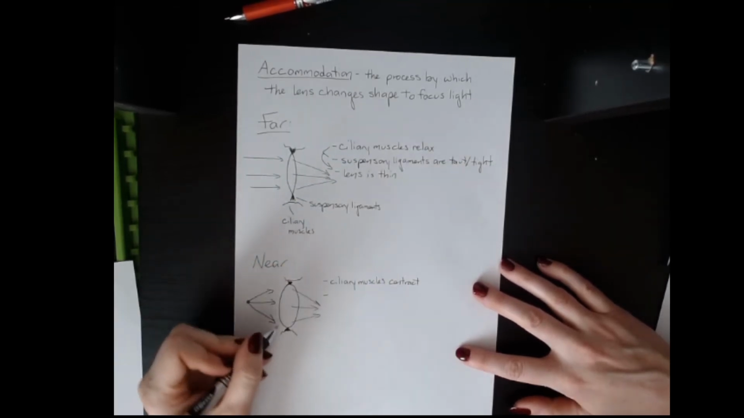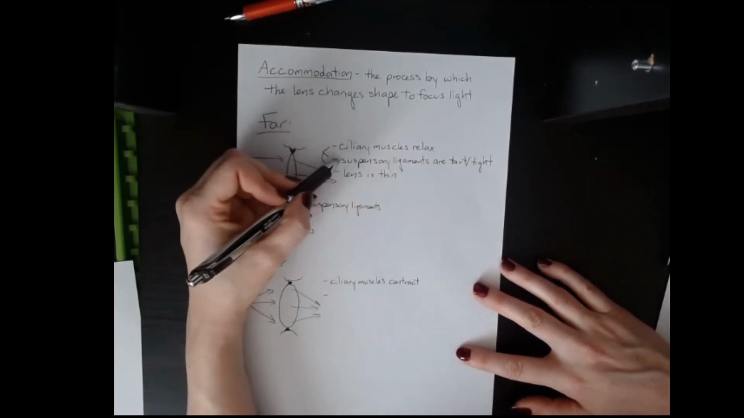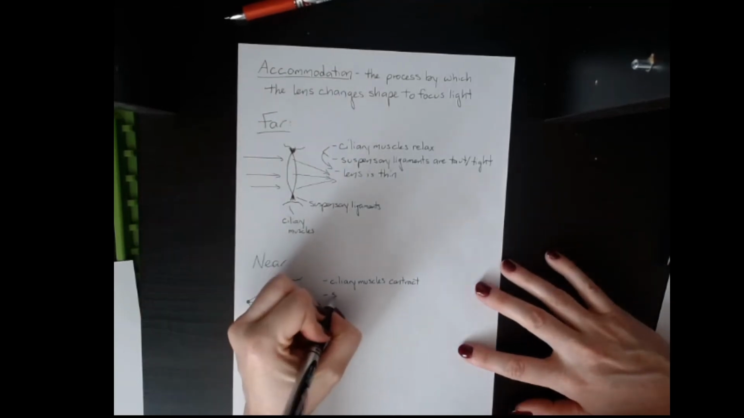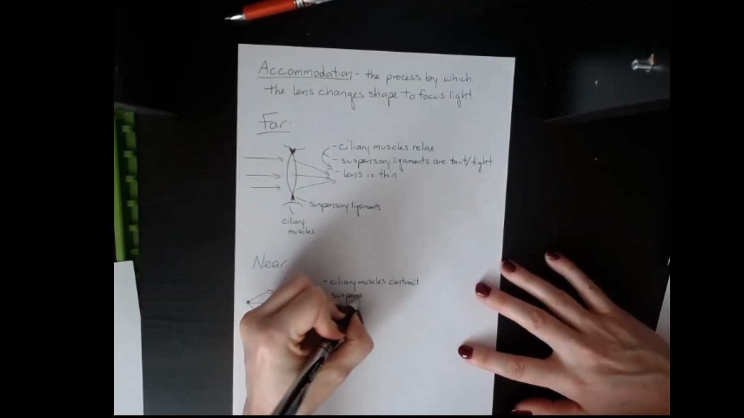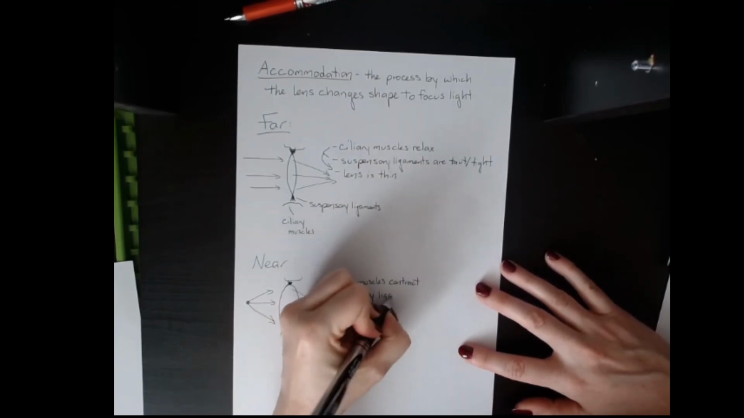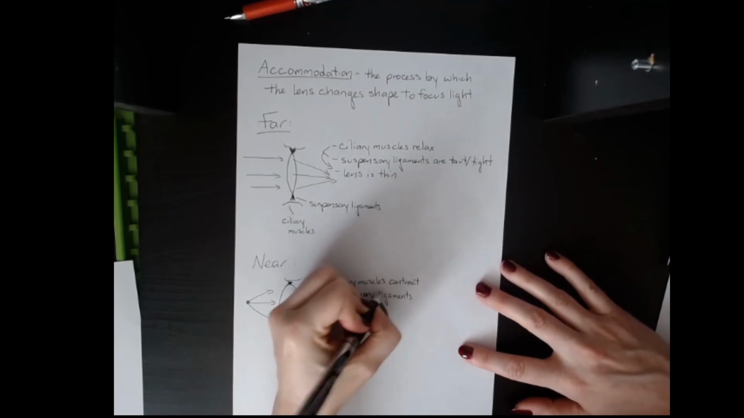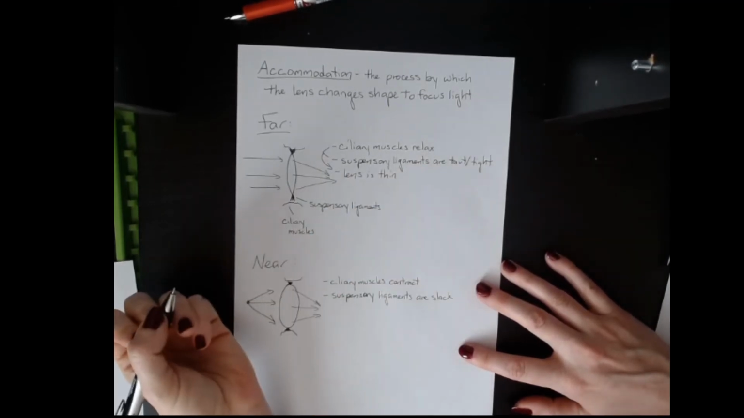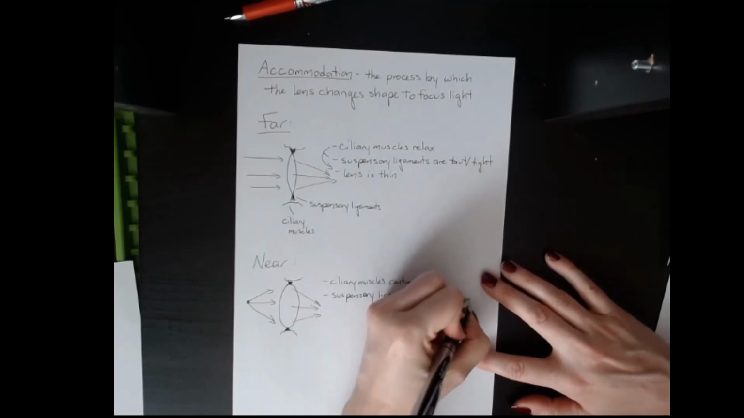and by contracting, what that actually does is it relaxes or loosens the suspensory ligaments. So we say the suspensory ligaments, sorry, you can say are slack. That's the word I would use. Again, if you're not comfortable with that word, you could say loose.